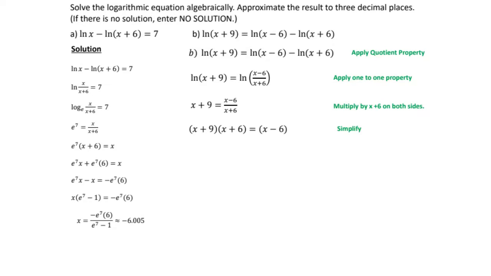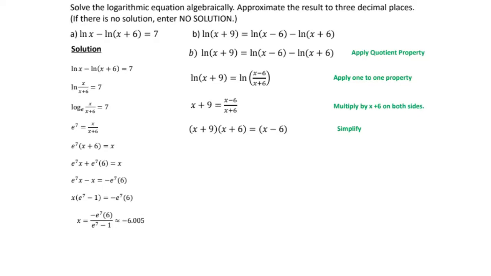Our one-to-one property says that when we have two logs that are equal to each other that have the same base, we just set our inputs equal to each other. So again, we are dealing with two logs that are the same. They're both natural logs. So for these two logs to be equal, x plus 9 has to be equal to x minus 6 divided by x plus 6.